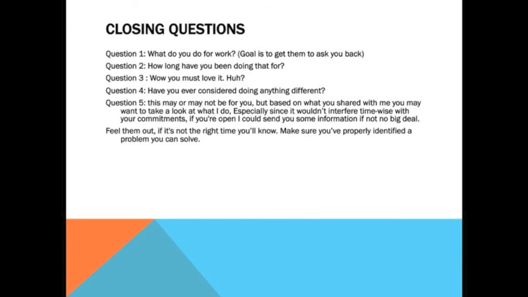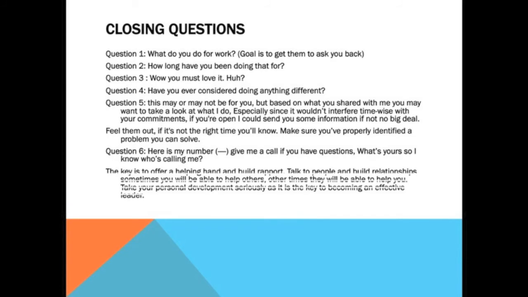And make sure you have properly identified a problem. Okay, here's my number. Give me a call if you have any questions. What's yours so I know who's calling me? And that's really where you get them on the phone and you really get to talk to the person. Just be a person and just talk to them. The key is to offer a helping hand and build rapport. Talk to people and build relationships. Because sometimes you will be able to help others, and other times they may be able to help you.